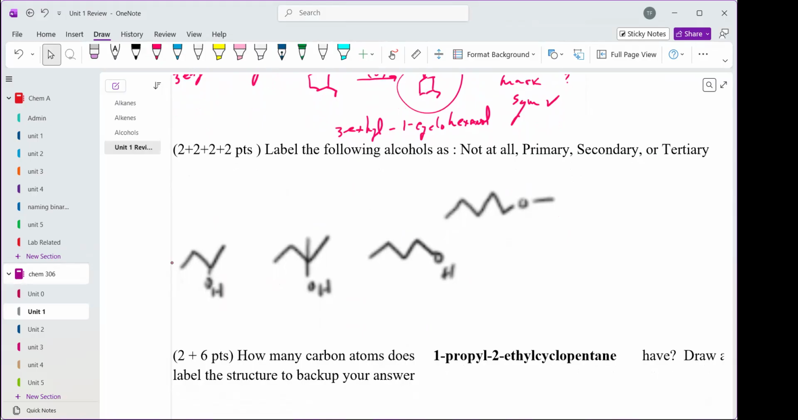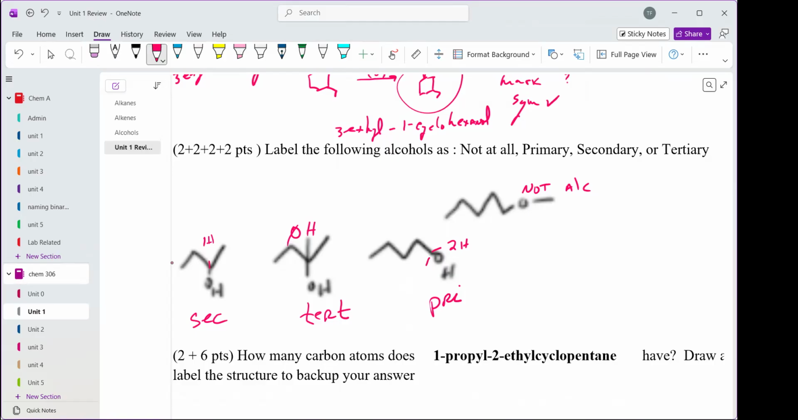Okay, so this is going to be secondary, tertiary. That's because this has 1 hydrogen, no hydrogens, 2 hydrogens. And this is not an alcohol. It's an ether.